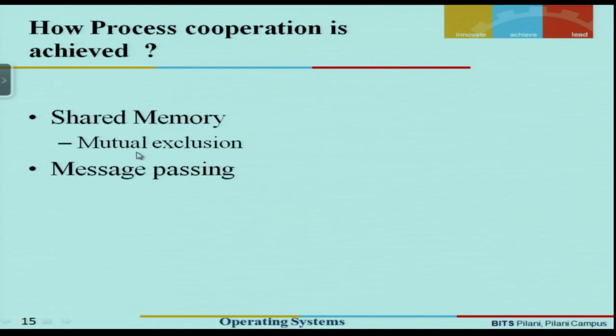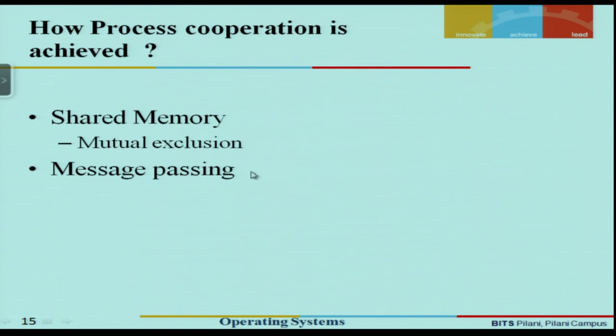So what is required is that when a process is writing, it should access this memory in a mutually exclusive manner. So for process cooperation, if we are sharing the memory, then mutual exclusion is one of the important requirements.